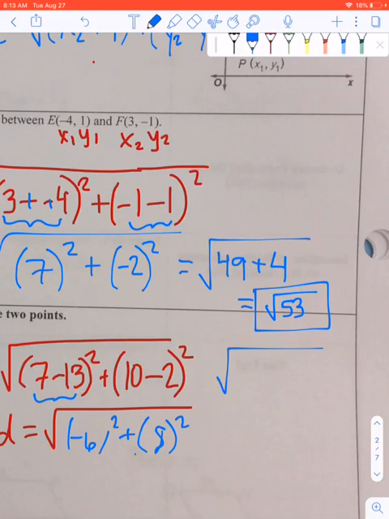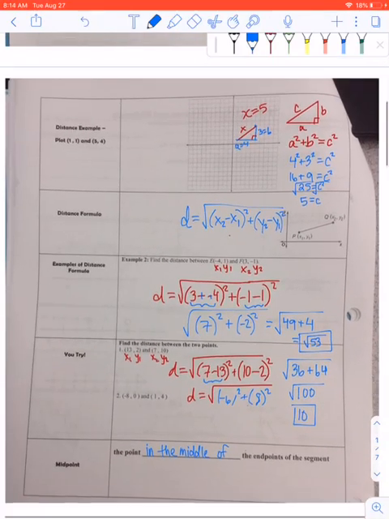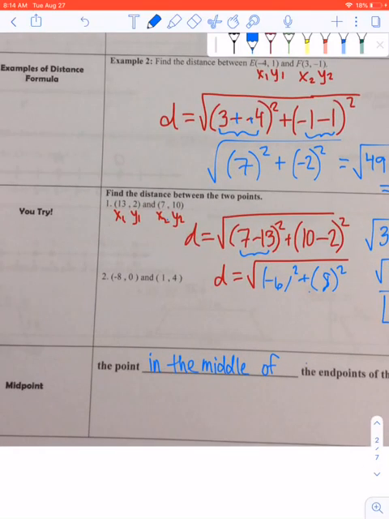Okay, now I'm going to do my squares, so negative 6 squared should give you a positive 36. And then 8 squared we get 64. When I add those together, we should get 100. And then take the square root of 100. We can take that evenly, so I'm not going to break down the radical. Square root of 100 is 10. Okay, that's it for the distance formula. We're going to talk next about midpoint. If you want to try that second problem, you're welcome to. The answer for number 2 here is square root 97 if you want to give it a try and check your answer.